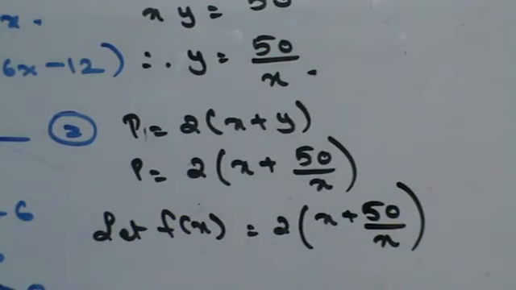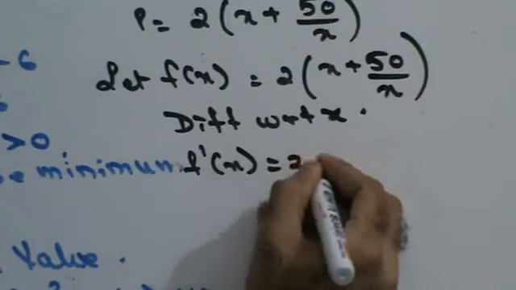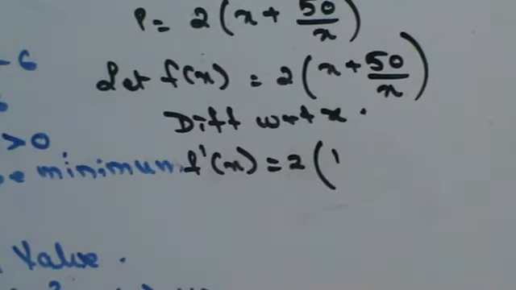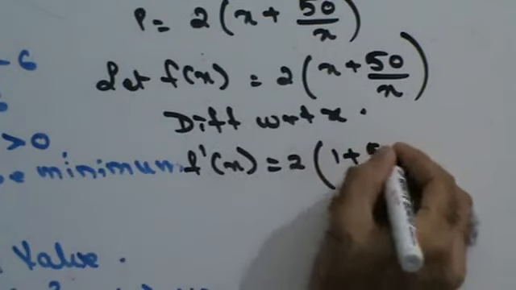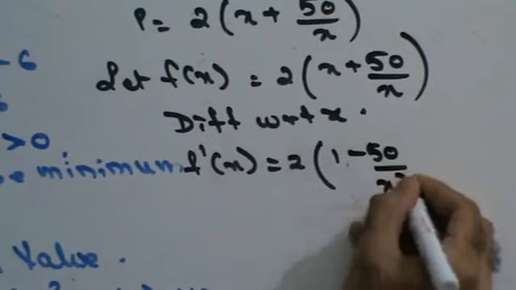Now solve this sum like a maxima minima sum. How do you do maxima minima? Differentiate, get two values of x and differentiate again. Right? So first thing I'll say differentiate with respect to x. So I'll get f bar of x is equal to 2 as it is, d by dx of x is 1, plus 50 times d by dx of 1 upon x, which is nothing but minus 1 upon x square.